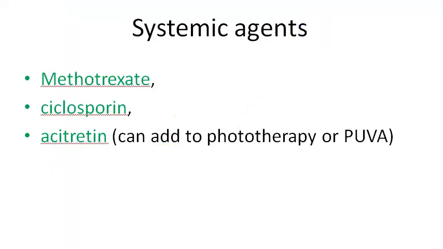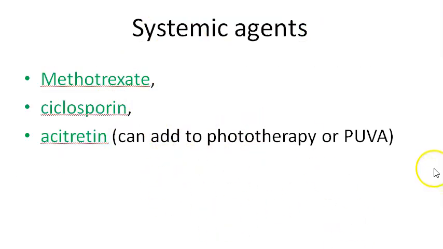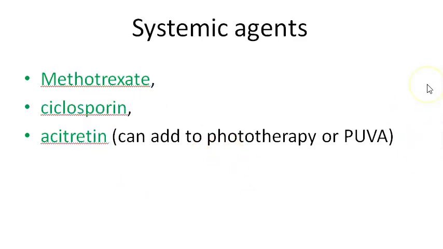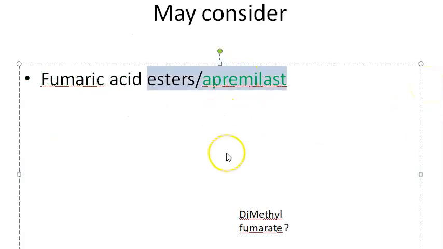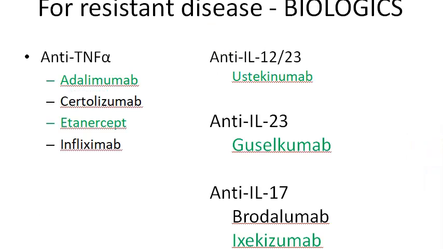Okay. Now let us go on to systemic therapy. In systemic agents, you have to write these: methotrexate, cyclosporin, acitretin. Okay. Then I'll give you all the names. What is very important: methotrexate, cyclosporin, acitretin. It is very similar to your rheumatoid drugs, right? Anti-rheumatoid drugs. Then you can consider apremilast. What is this? Apremilast. For resistant disease, they're talking about biologics.